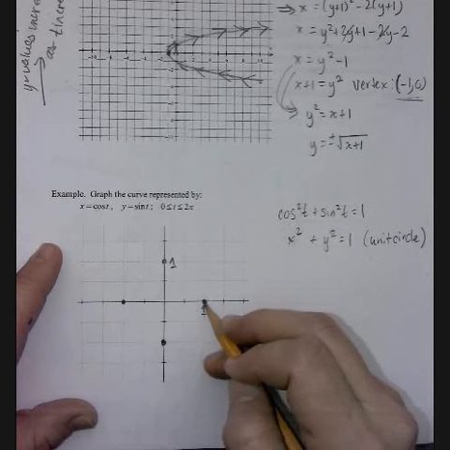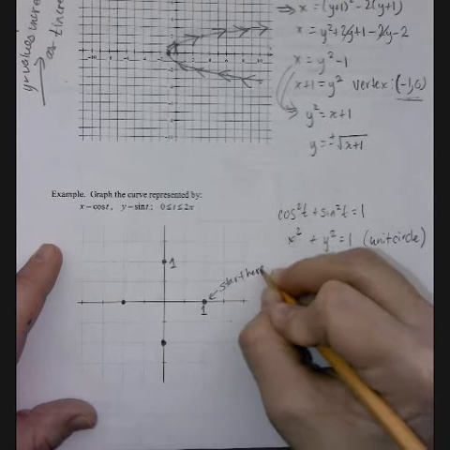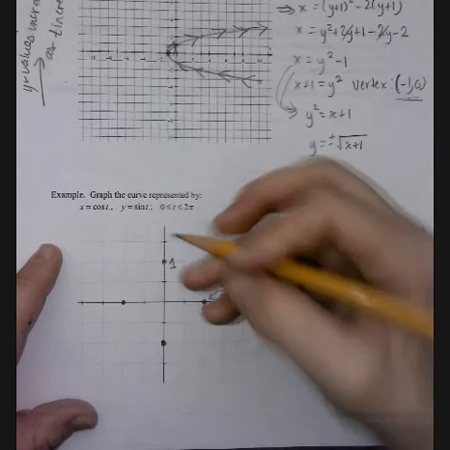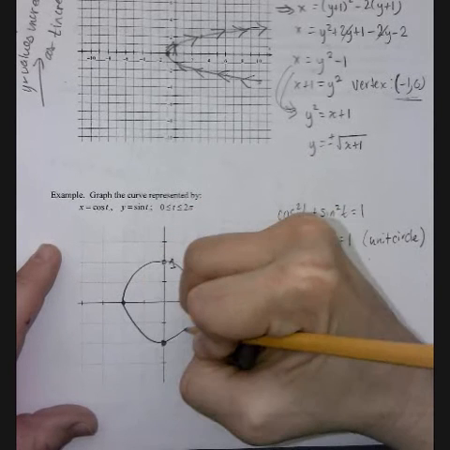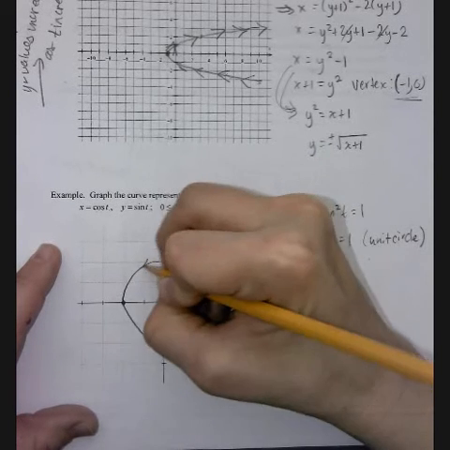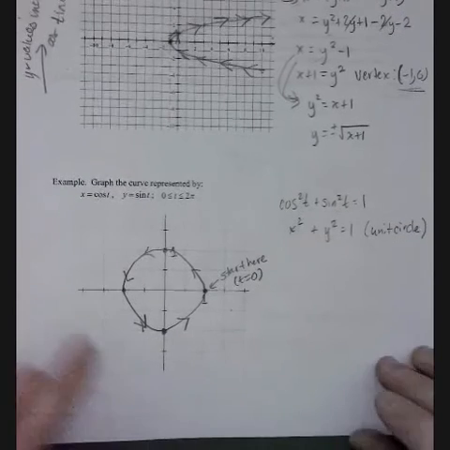So you start here when t equals 0, and you go around the unit circle 1 trip around. So there's 1 trip.